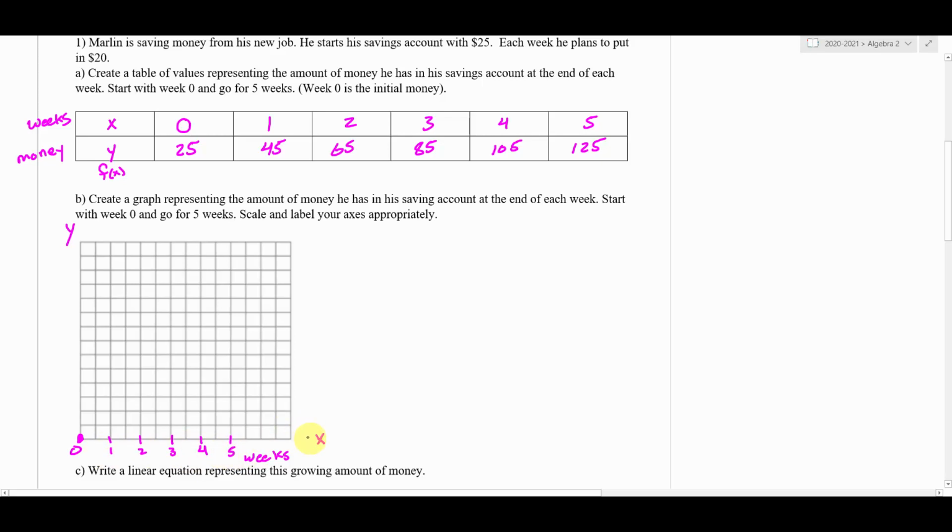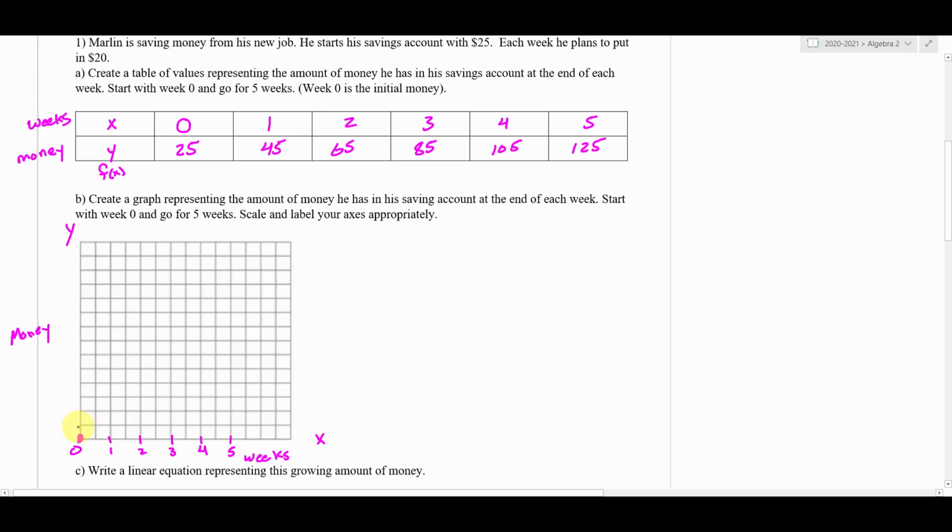They know that these are the x values, and that represents weeks. Now remember, the y value represents money, and so I'm going to label that over here. We'll say money, and then we need to be able to get up to 125 if I want to fit all of my points on here.